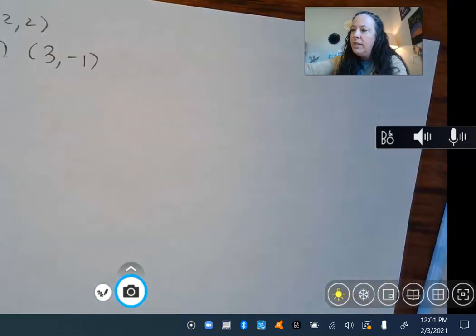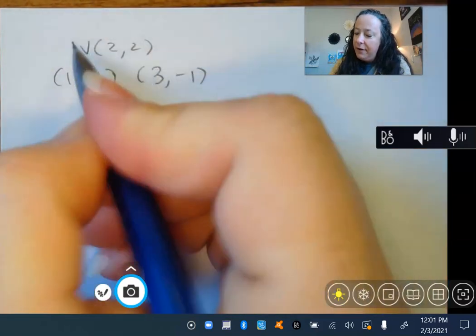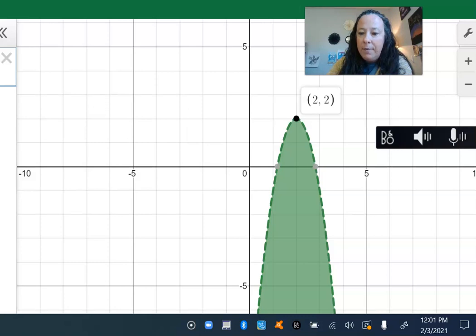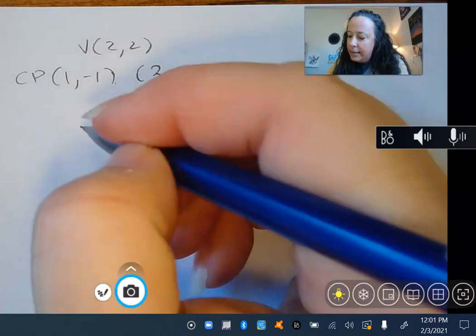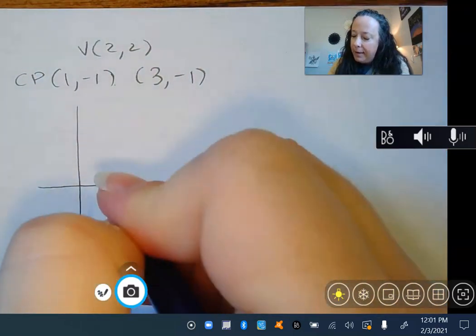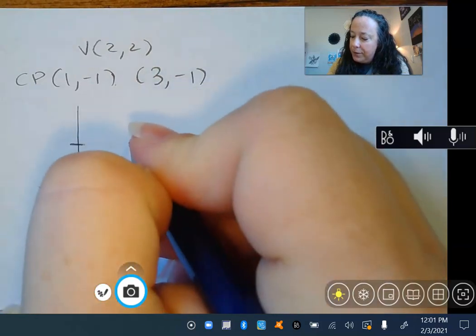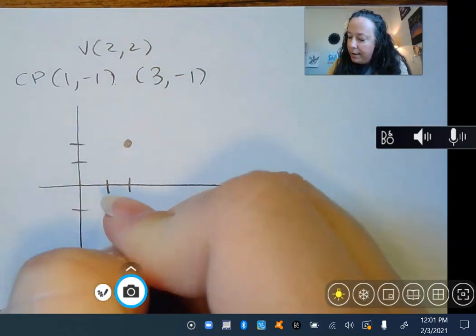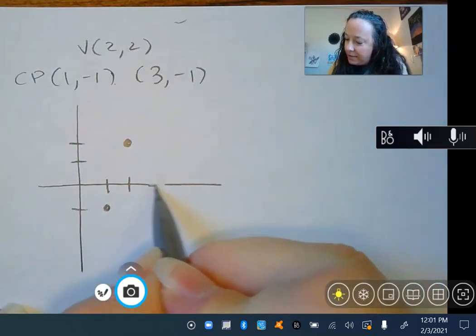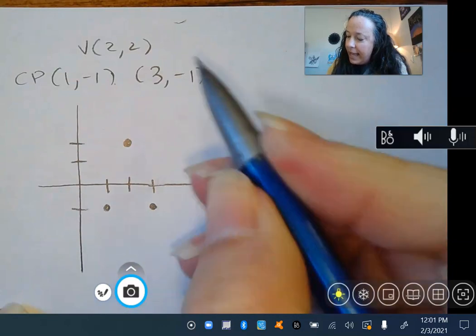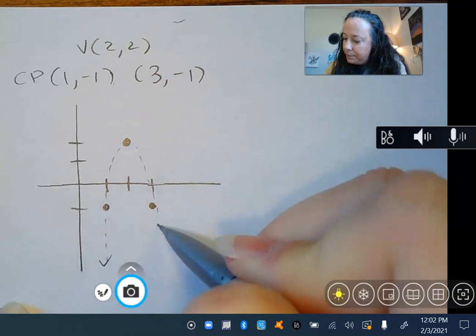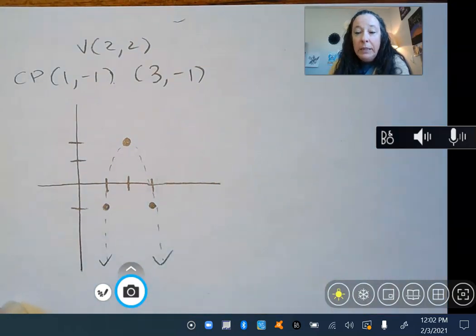So using this information that I have, vertex and corresponding points, also, I can look at Desmos. I know that I'm in the first and the fourth quadrants. So to do my quick graph, I'm going to go (2, 2), (1, -1), (3, -1). It's a dotted parabola because it's a less than. Okay, and I will shade below the vertex.